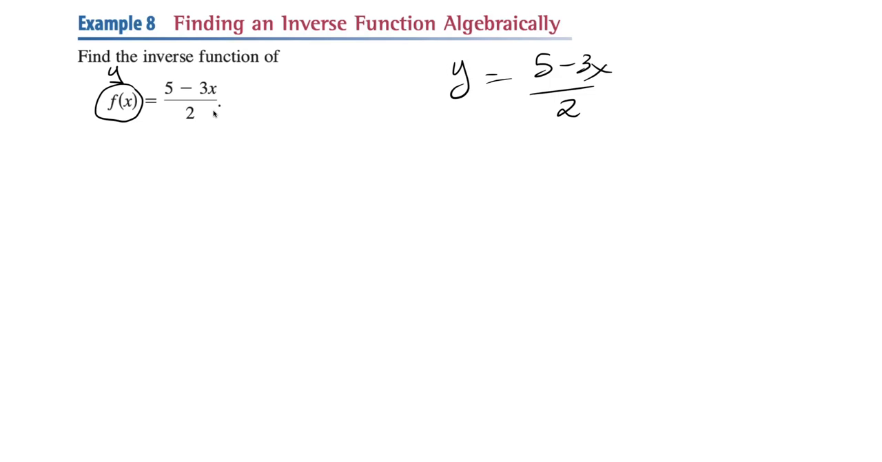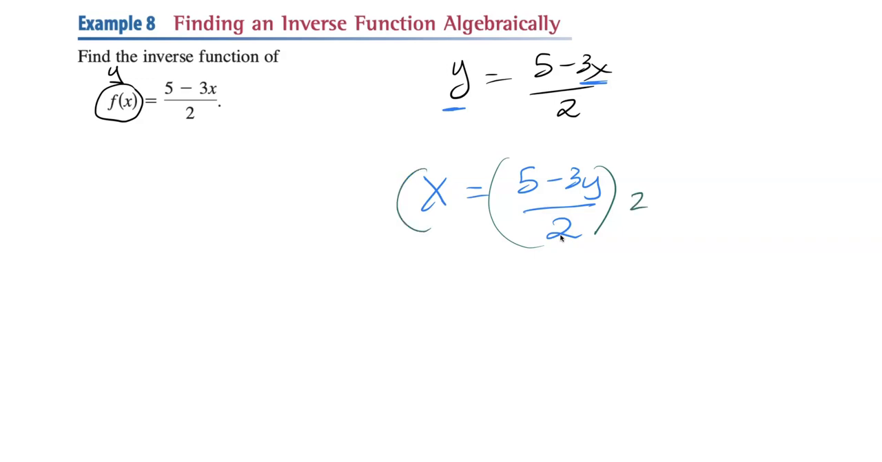Next step, we're going to switch the x and the y. So we're going to switch those two. So that's going to be x equals 5 minus 3y over 2. Next, we want to get the y by itself. So I'm going to get rid of the 2 first. Let's multiply everything by 2. So we get 2x equals 5 minus 3y.